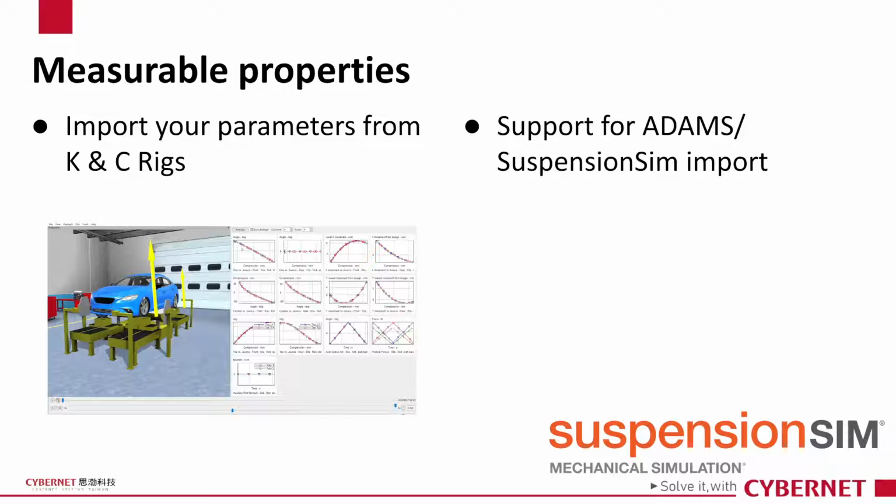Some of the measurable properties could be obtained not only from real KNC rigs, but also from programs like ADAMS or SuspensionSim. As we have mentioned, CarSim is for system-level simulation. However, sometimes we have to build up the details of the component. We could use SuspensionSim to simulate the chassis response and import the results into CarSim. We could also duplicate the same testing scenario to validate the data we input to CarSim.